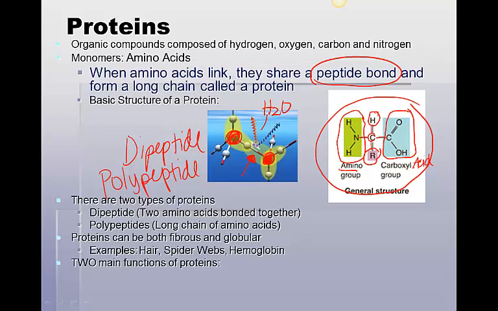The 2 main functions that proteins have in your body are to build up your body tissues. You probably know that your muscle is made of a lot of protein. So if you're trying to build your muscle, you're going to have a diet rich in protein. And they also form enzymes. And we'll talk later in the notes about the roles of enzymes in your body and why they're so important.